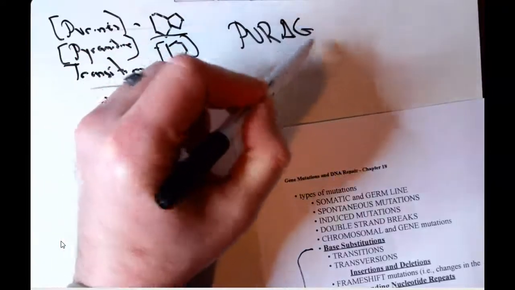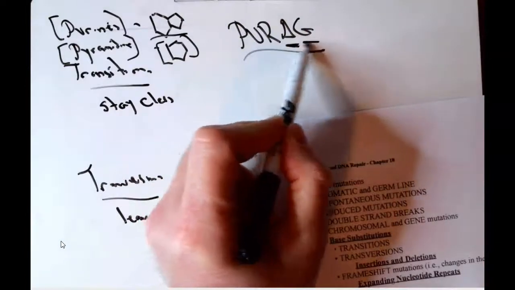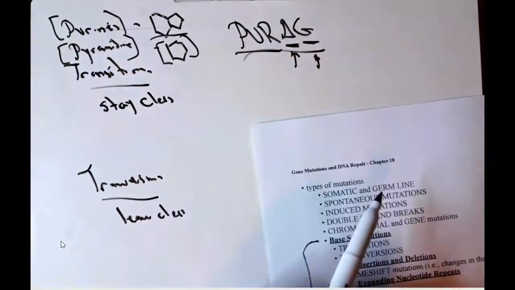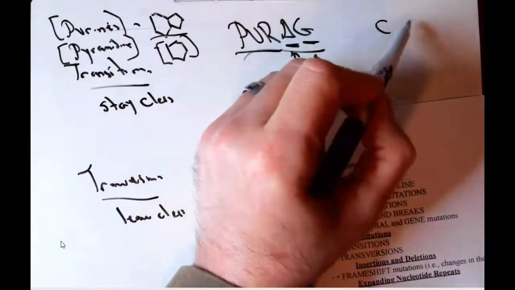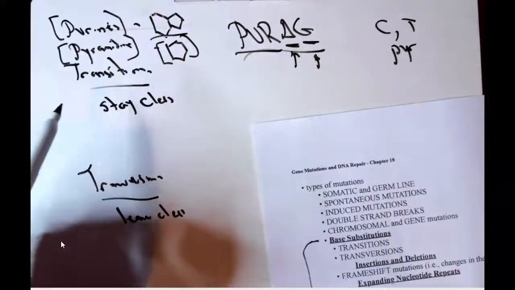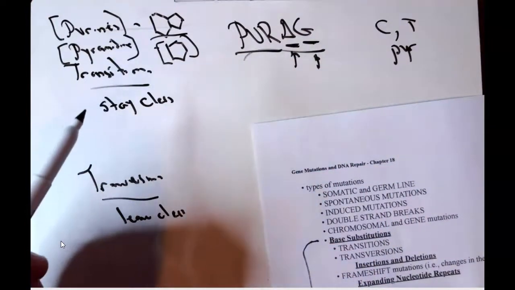The second mnemonic that I use is the made-up word purag. What purag tells me is that adenine and guanine are the purines, which means adenine and guanine are the larger bases. If adenine and guanine are the purines, then cytosine and thymine, those are your pyrimidines. So if you remember a small word, big ring, big word, small ring, and you remember purag, you'll keep everything straight that you need for this material.